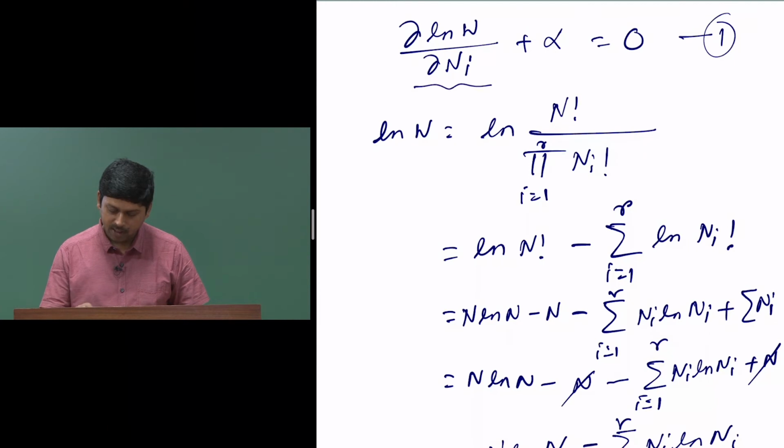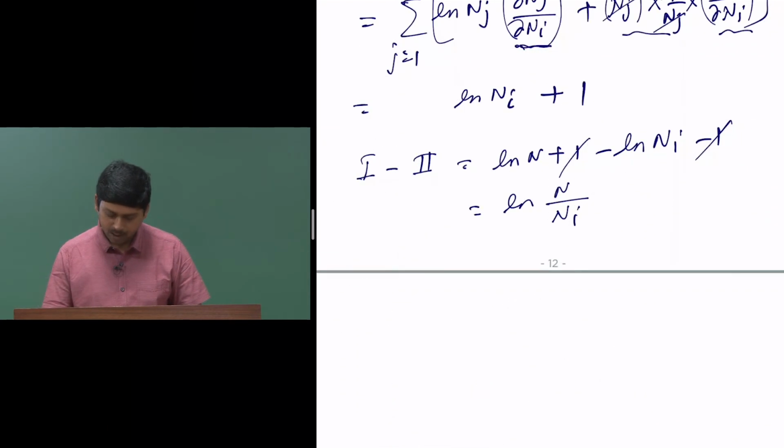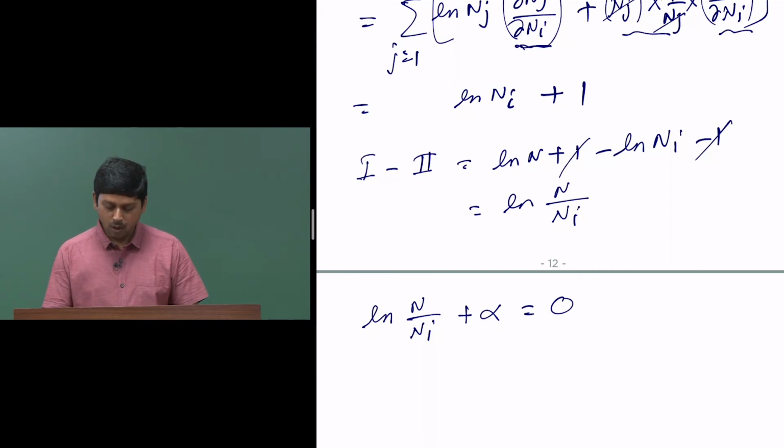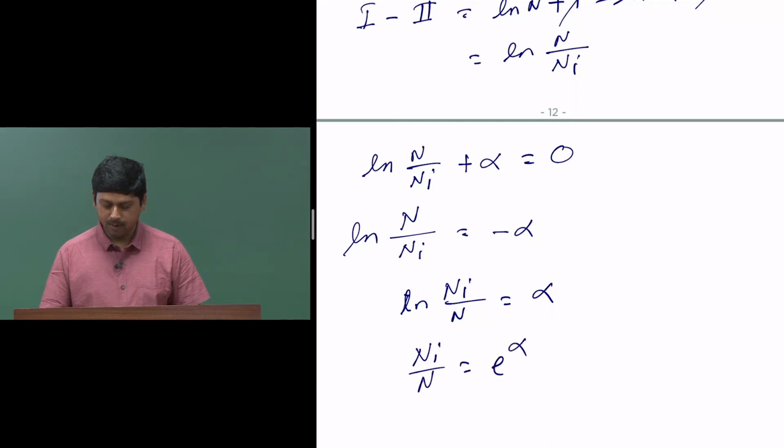So, this we have done now, plus alpha equal to 0. Now, we are going to put it back there. Now, that means ln n by ni plus alpha is equal to 0, which is n by ni is equal to minus alpha, or ln ni by n is equal to plus alpha, or ni by n is equal to e to the power alpha.